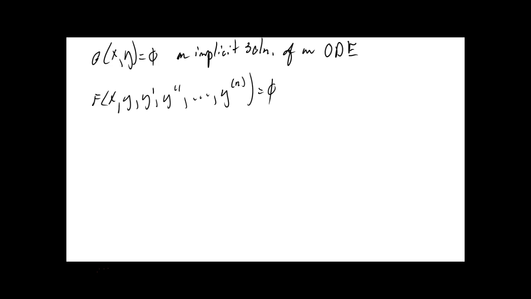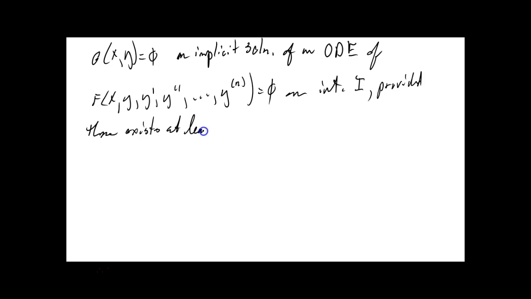Now this relation g of x, y is said to be an implicit solution of the ordinary differential equation, this one, f, on an interval I, provided there exists at least one function phi, now that's not 0, that's the function phi, that satisfies the relation as well as the differential equation on I.